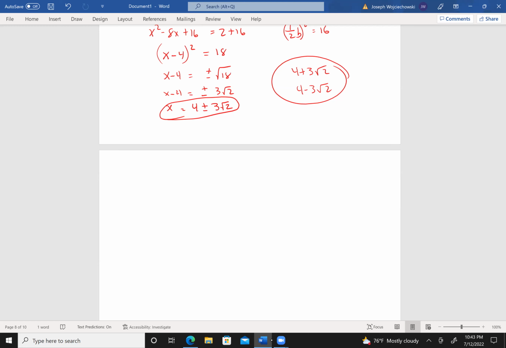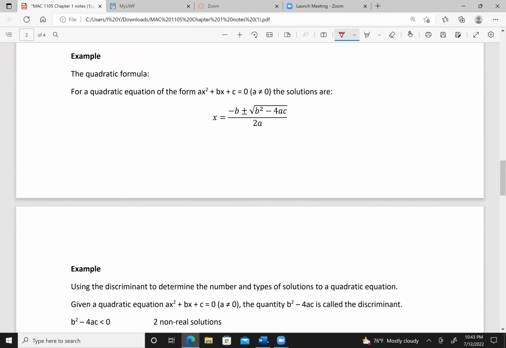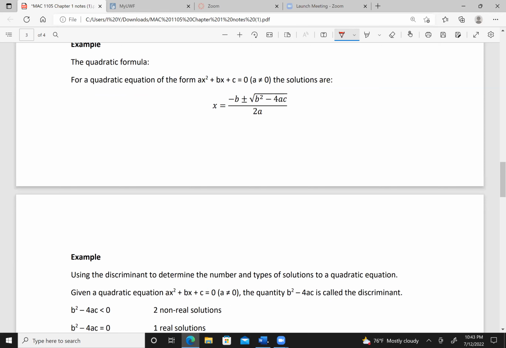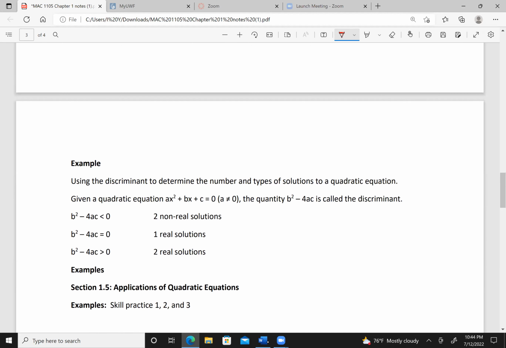Okay, so we can really skip skill practice 5 as we just did it to a degree. So next up is the biggie, quadratic formula. For a quadratic equation of the form ax squared plus bx plus c equals 0, where a does not equal 0, the solutions are x equals negative b plus or minus the square root of b squared minus 4ac over 2a. So let's talk about this a little more before we do an example or two.